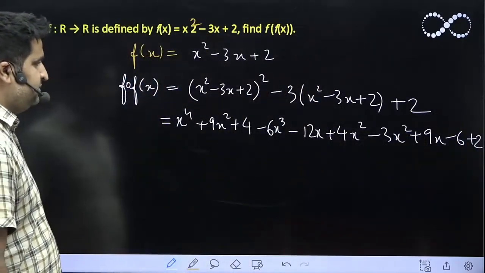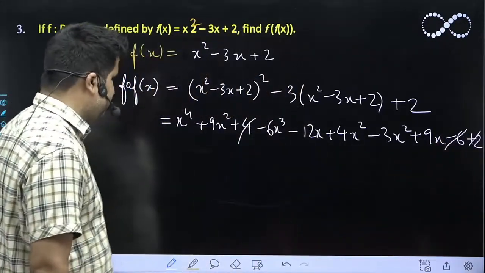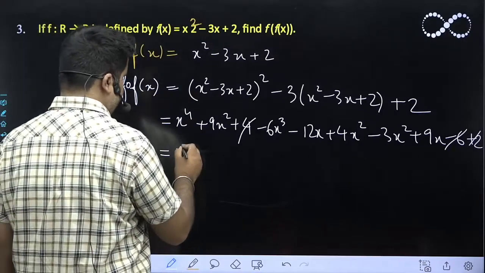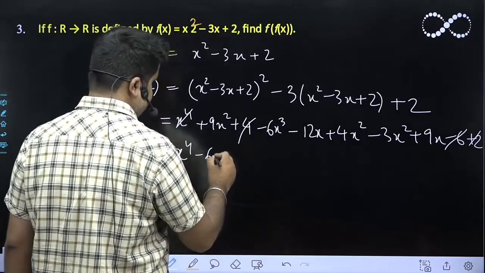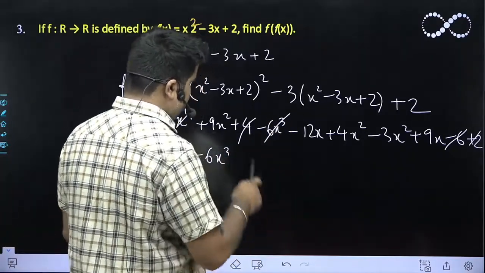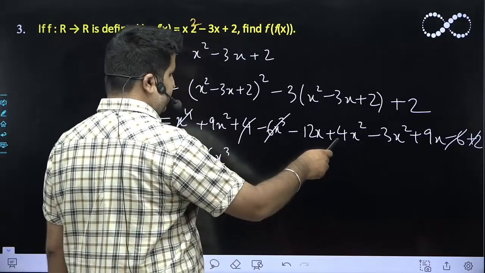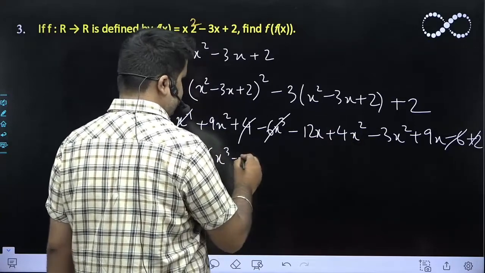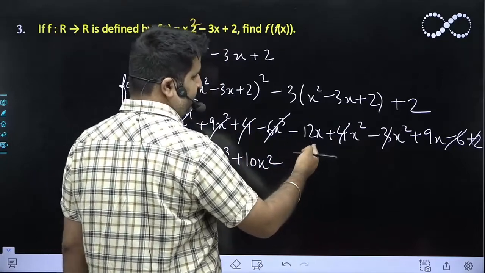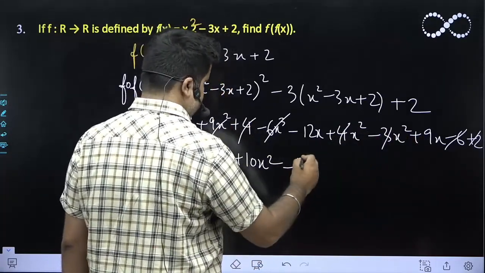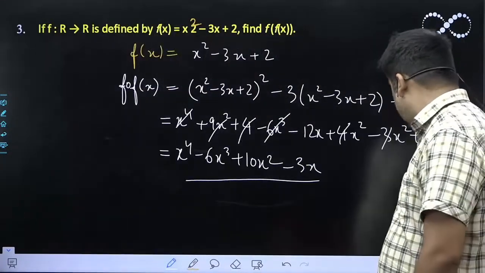So here we wrote all the terms, right? So 4 minus 6 plus 2, it all cancels out, right? So we are left with x to the power 4. What is the term of x cube? Just minus 6x cube. X square: 9x square plus 4x square is 13x square. Minus 3x square gives you 10x square. And minus 12x plus 9x gives you minus 3x. So this will be the answer. So let's move on to the next question now.